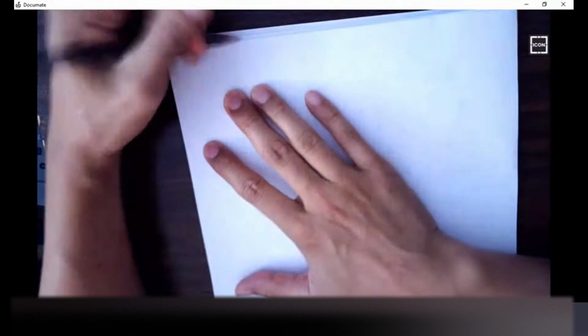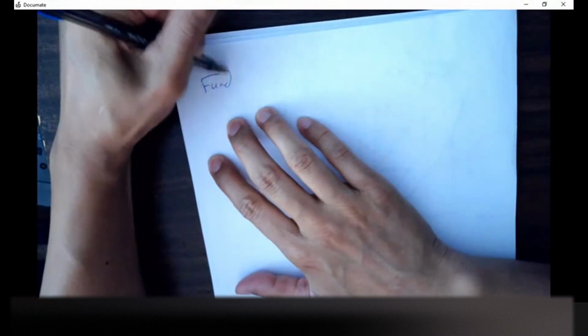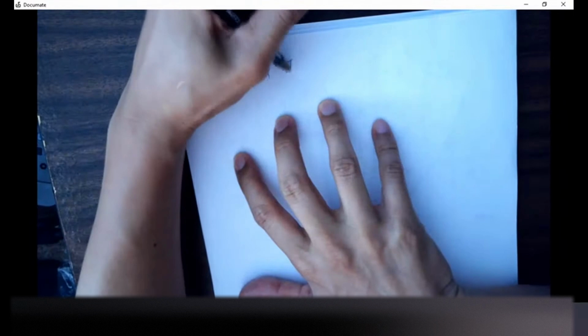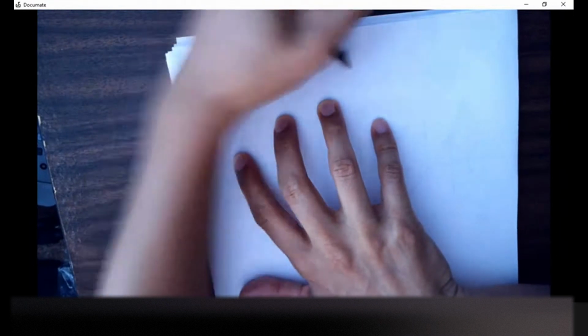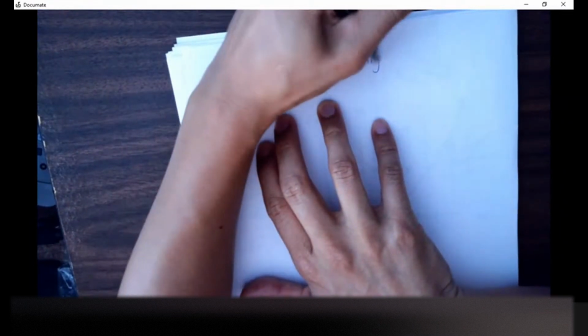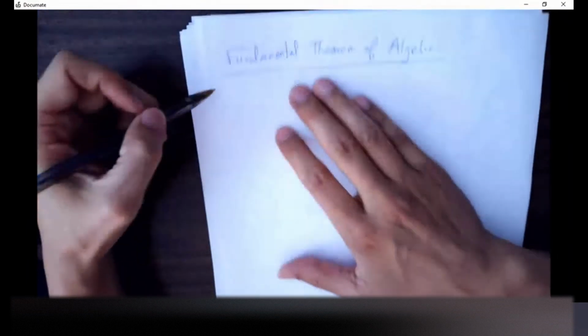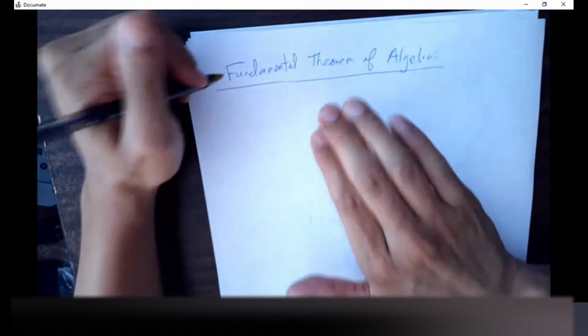Okay, so here's a breakdown. It's the fundamental theorem of algebra. The big idea is we want to look at the degrees.